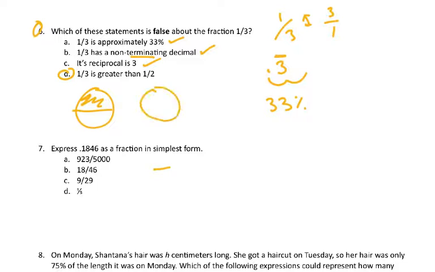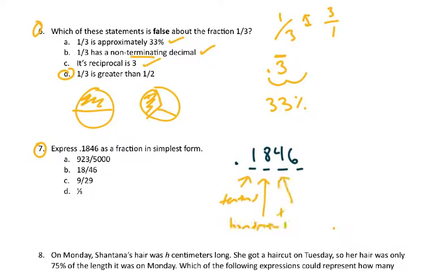1/3 is only like this. So 1/3 would be less. Number 7 says express 0.1846 as a fraction in simplest form. So let's start by labeling what each place value is. Remember, it starts with the tenths place, then the hundredths, then the thousandths, then the 10,000ths place.